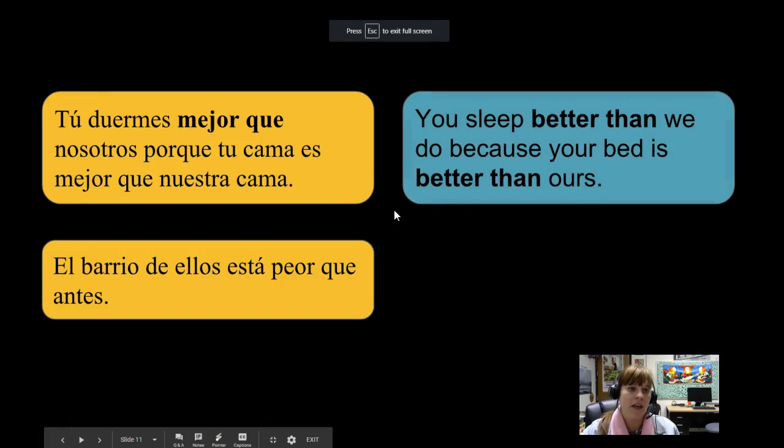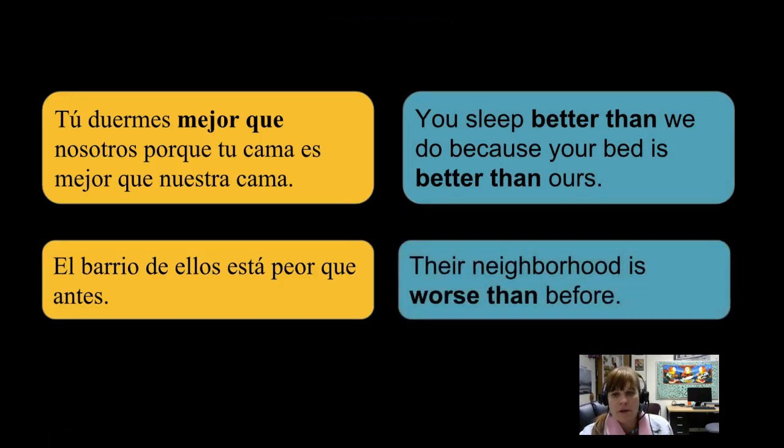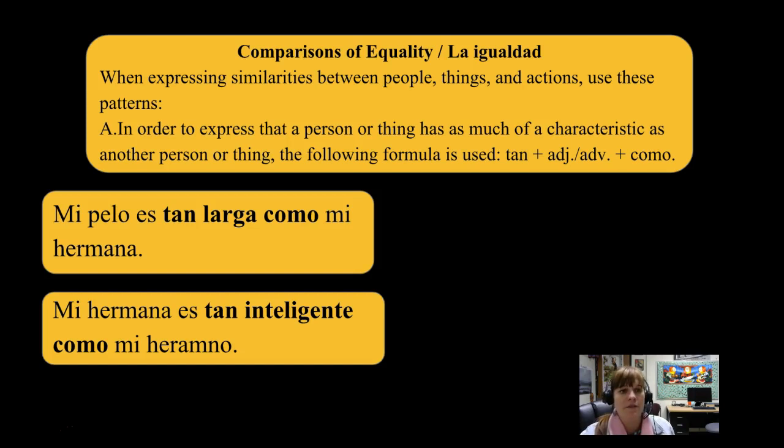El barrio de ellos está peor que antes. Their neighborhood is worse than before. Okay, so to express older than, mayor que. Younger than, menor que. Better than, mejor que. And worse than, peor que. So a lot of it is studying vocabulary, and it makes it a lot easier when you're able to do that. If not, it can seem even more confusing.